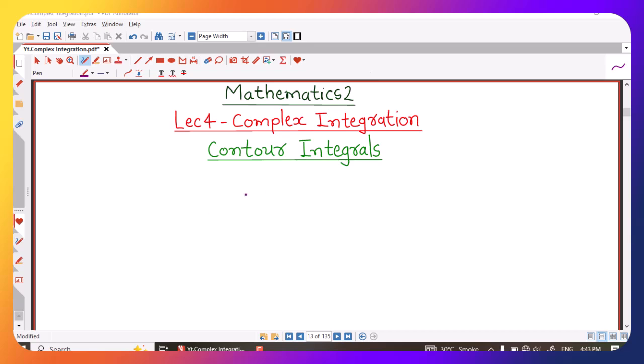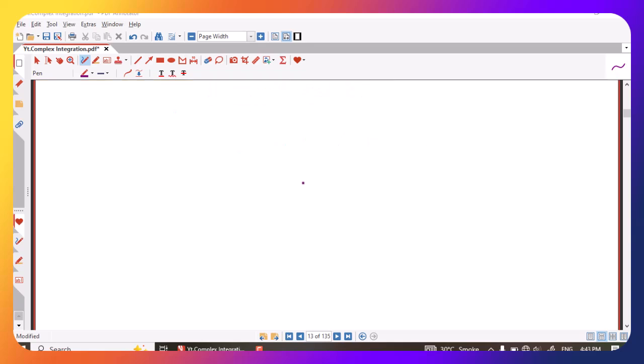Hello friends, I welcome you to lecture number 4 on complex integration. In this lecture also, we will discuss one more example on evaluation of contour integrals. So we start with this example.